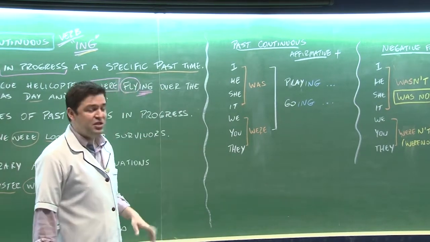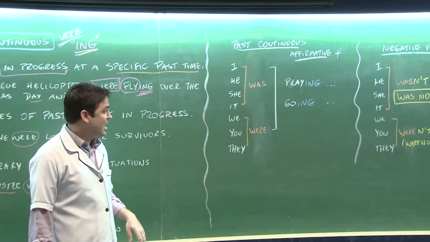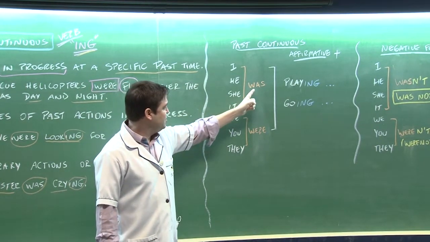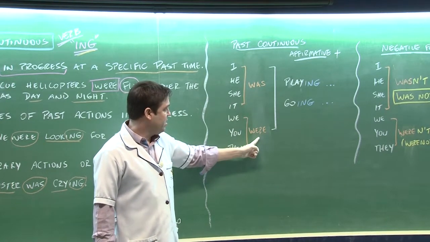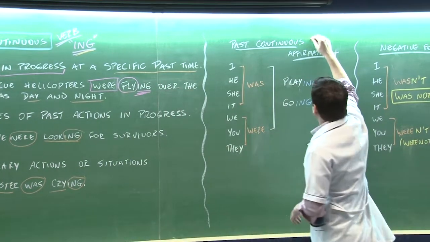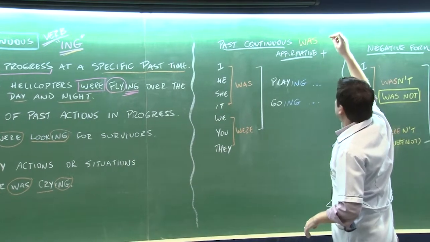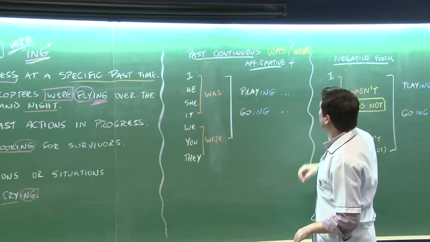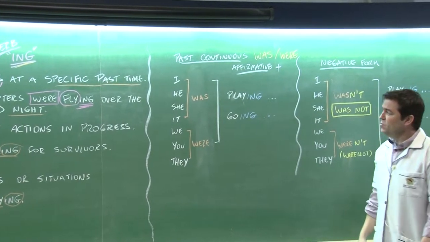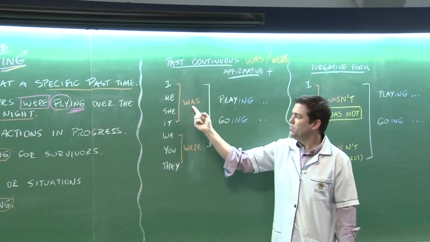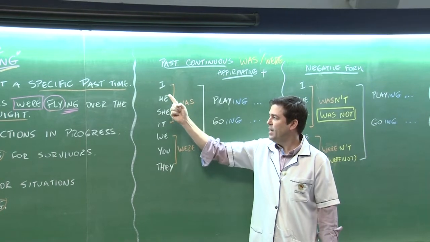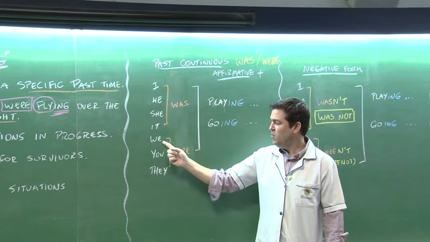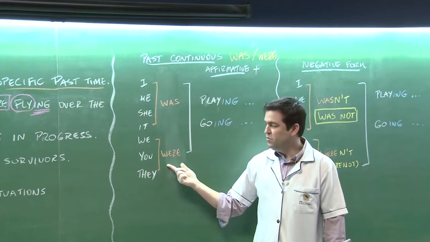Now I have here the structure for past continuous, right? So I have this verb here, was and were, for simple past. So remember for past continuous, we have was and were. So when do I use was and were? I'm going to use was for I, he, she, or it, singular form, and we are going to use were for we, you, and they.